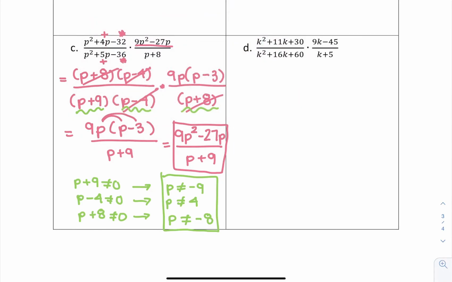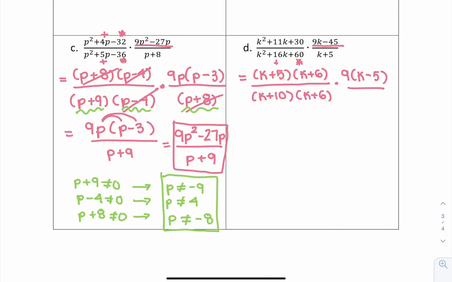One more. So let's go ahead and factor first. So we have k plus 5 times k plus 6. In our denominator, ask yourself what multiplies to 60 and adds to 16. Well, that's going to be 10 and 6. In this next one, we have to factor out our GCF. So what goes into 9 and negative 45? Well, 9 does. And so we'll take out a 9, and we're left with k minus 5. And then on the bottom, we'll have k plus 5.